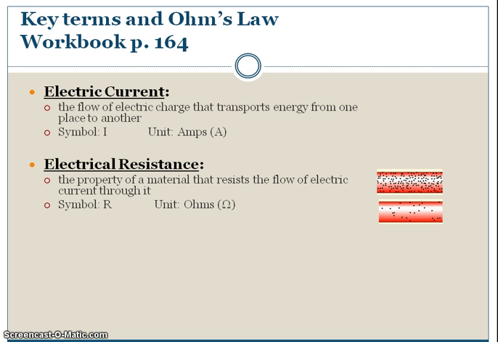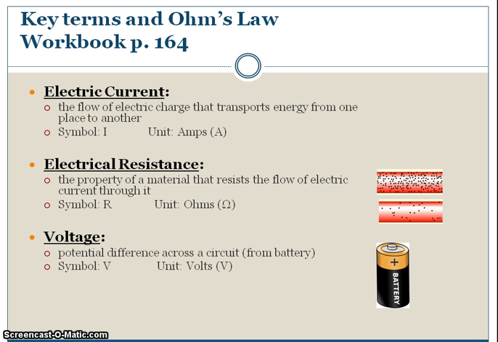In the second picture, you can see that there aren't as many particles there, so it has a lower electrical resistance. It's easier for those charges to flow. And we're going to symbolize resistance with a capital R, and the unit is a Greek letter omega, which stands for ohms.